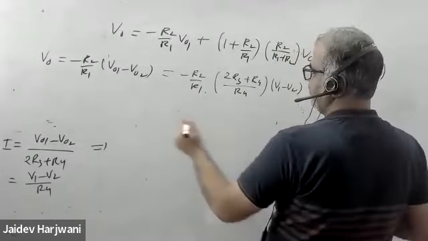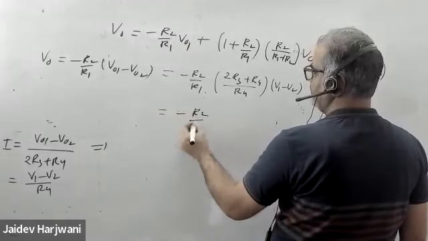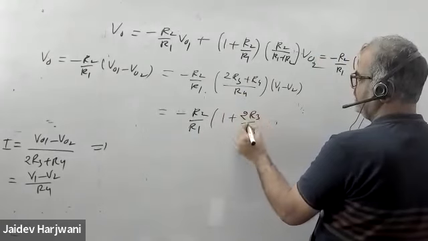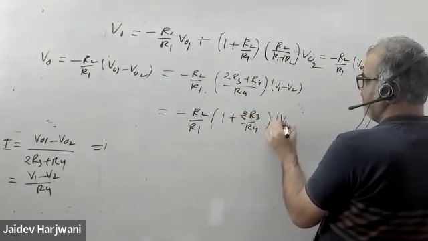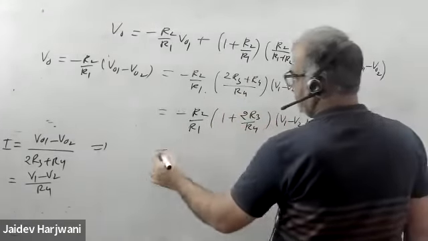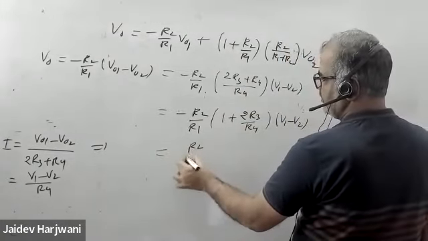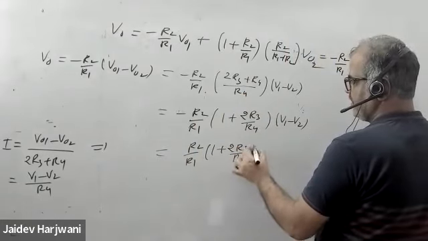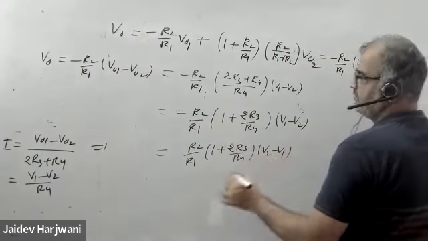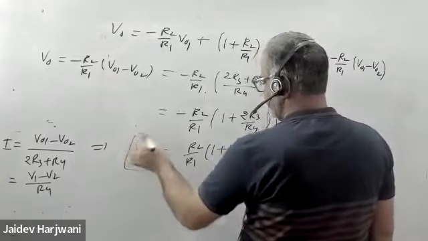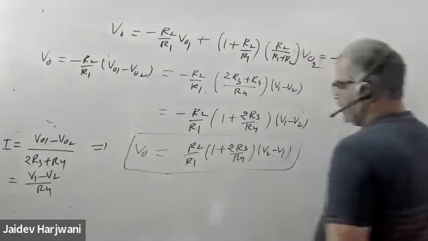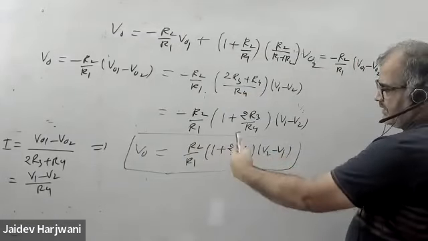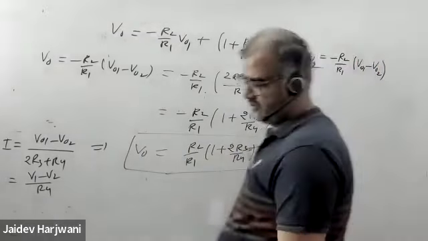And this will give you minus R2 upon R1, 1 plus 2R3 upon R4, V1 minus V2. If you put the minus inside, it is R2 upon R1, 1 plus 2R3 upon R4, V2 minus V1. This is your V output formula. Now they have given some values. You can use these values and directly find the V output in the question.